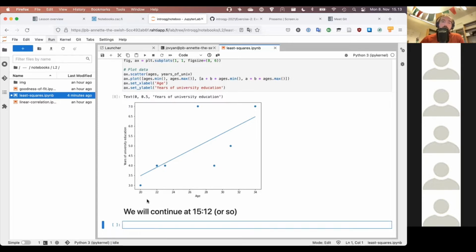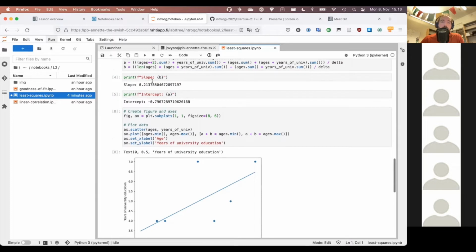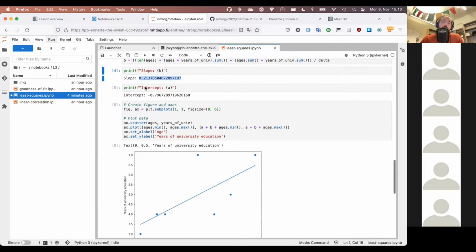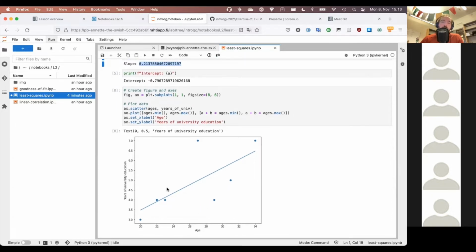And if we looked at, again, for instance, the slope that we saw up here, this would tell us that based on our slope of 0.21, for each year of someone's life, we would expect that they would have gotten approximately 0.2 years more university education. And so that would be the kind of spread based on our data set that we have here.